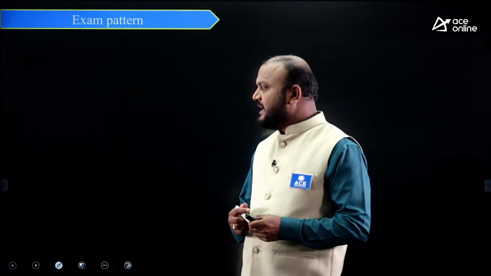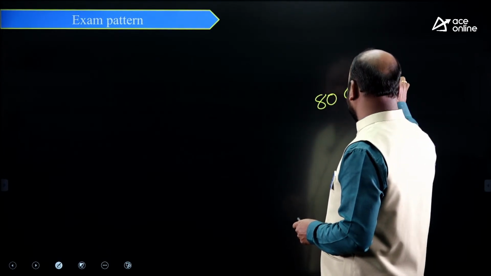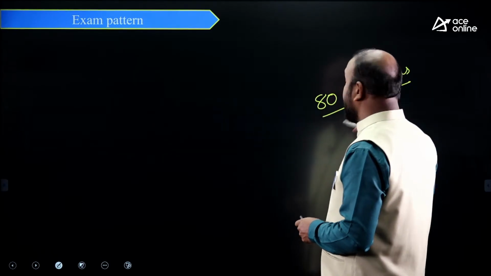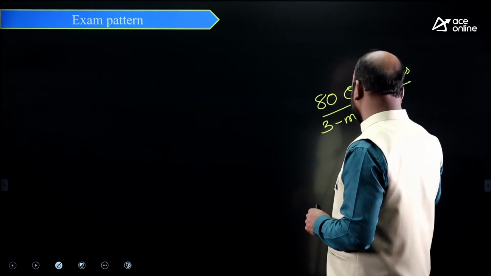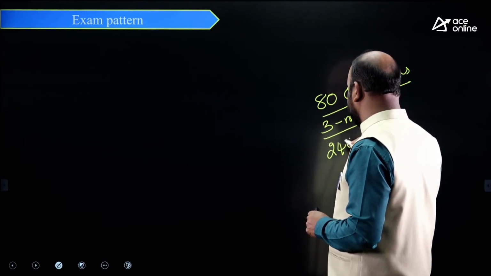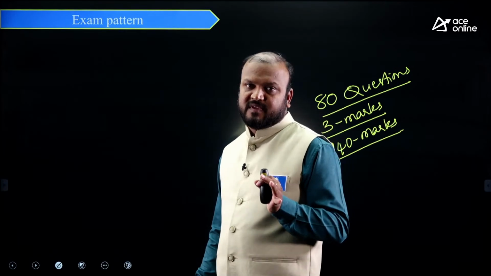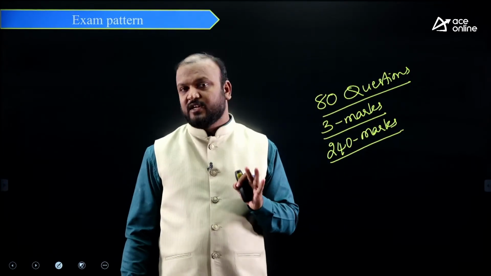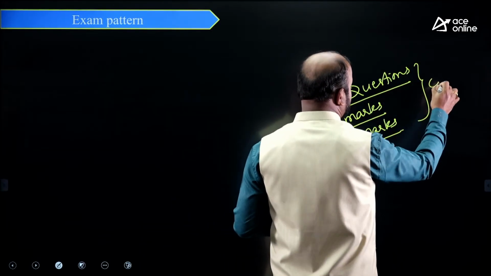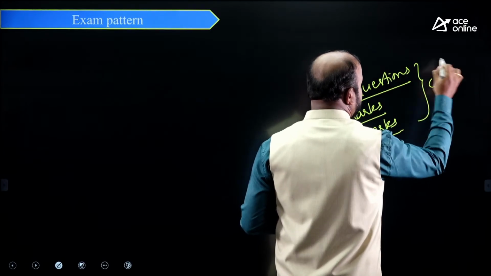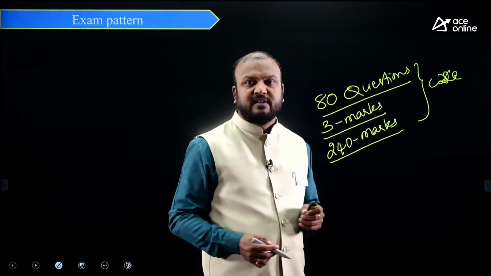So previously, the exam pattern is for 80 questions, and each question is 3 marks, and totally 240 marks. Now the pattern is changed. The pattern is changed from 2023 onwards. Previous pattern is this one. And these 80 questions are all from the core subjects only, meaning from the engineering discipline only. Suppose you are a CSE student, and from the CSE subjects, these 80 questions are covered.